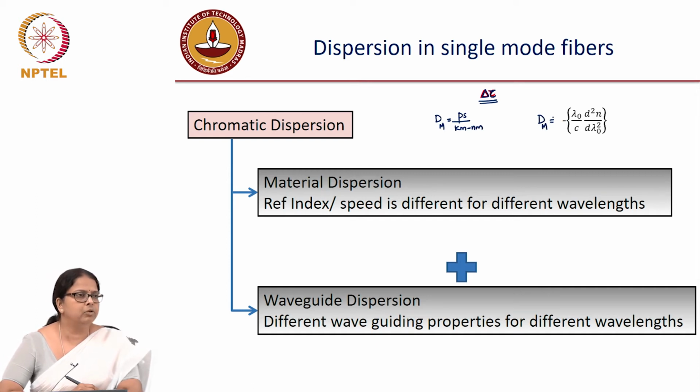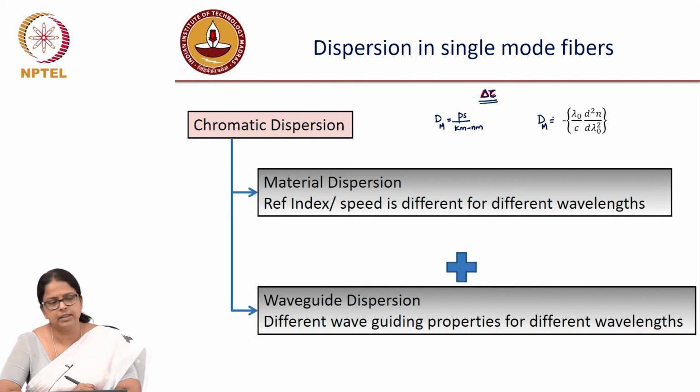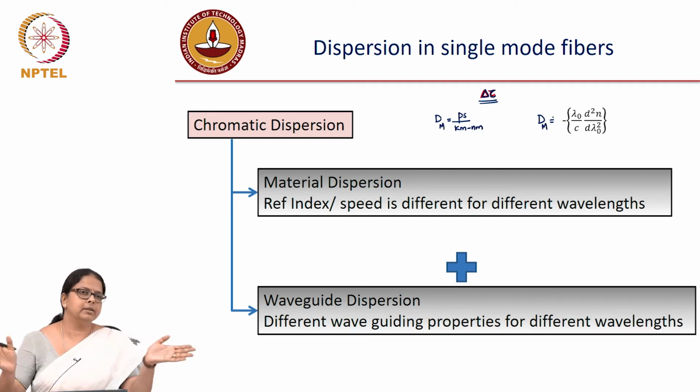So, essentially if I know n versus lambda, I can in principle find the first derivative and second derivative at a specific lambda, and from that I can calculate how much the pulse spread is.